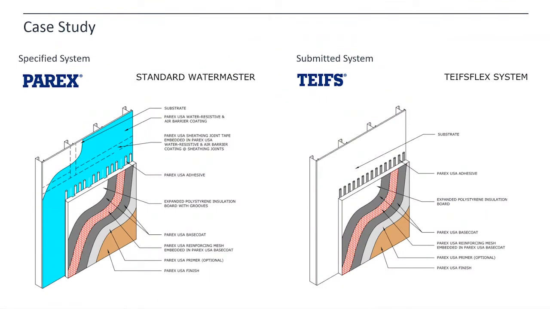So the architect looked at these images, they looked at the system, and they were like, okay, it's an EIFS system, I see vertical ribbons, etc. But they didn't do that background research to understand that the system itself functioned 100% differently, completely opposite to the system they had specified. This is a classic example of them not understanding the design intent and not understanding the substituted product.